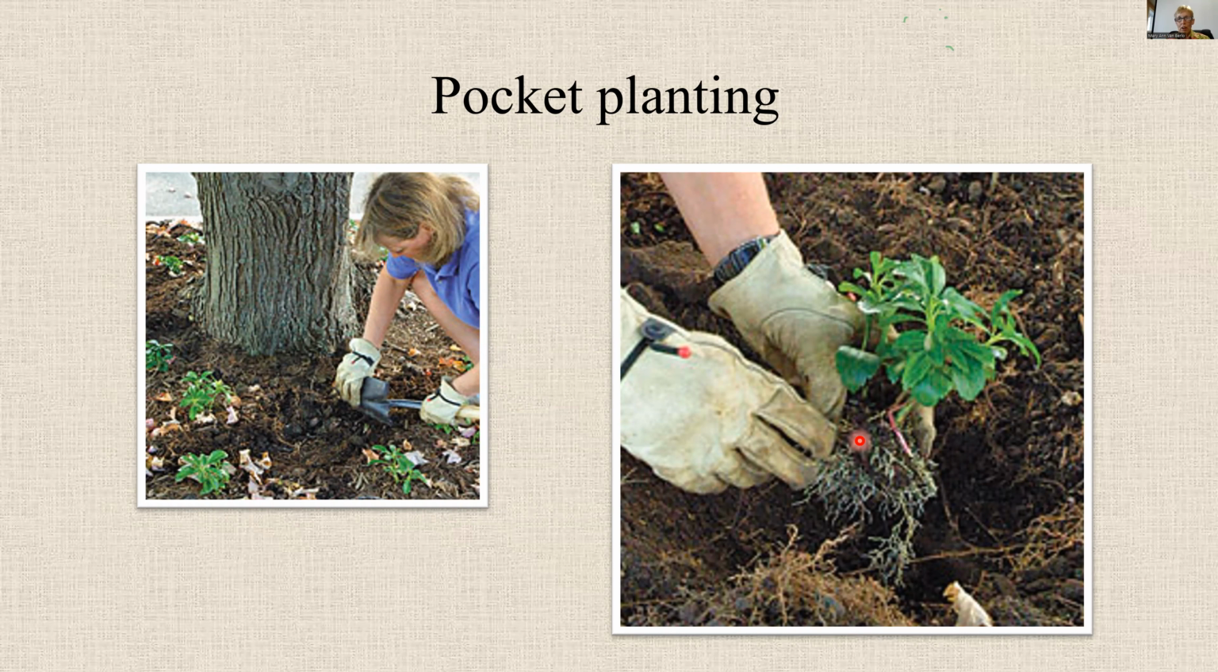Now, this was the best picture I could find of pocket planting, but I just want to point out that the root flare is not visible on this tree, so that's a no-no. And this is Japanese spurge, which is also a no-no because it can be quite invasive, and it's not a native species, obviously. But the picture was intended to get across the point of pocket planting.